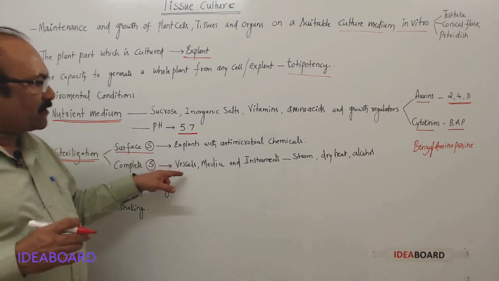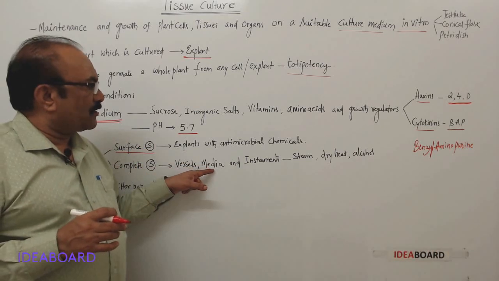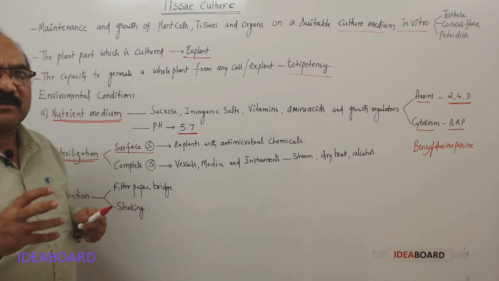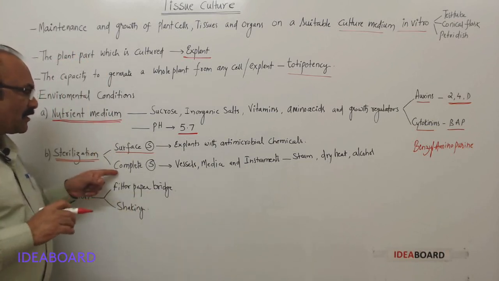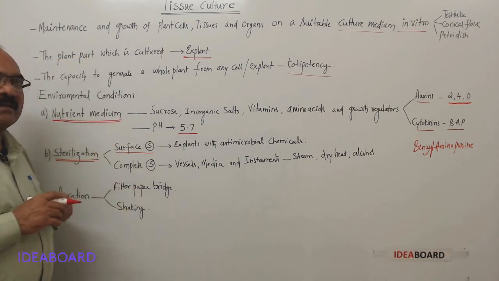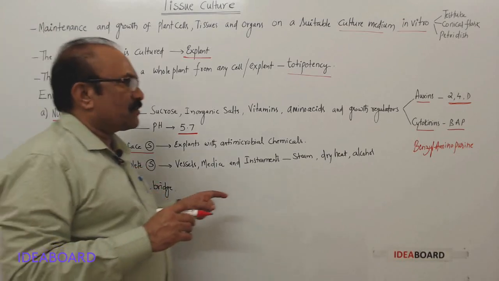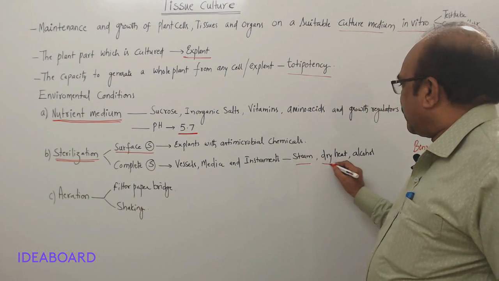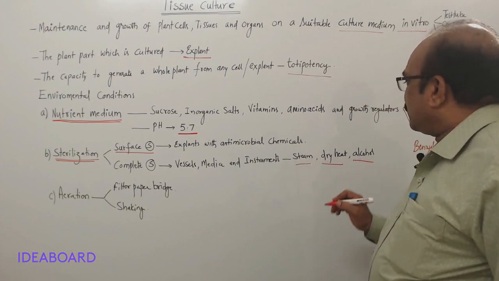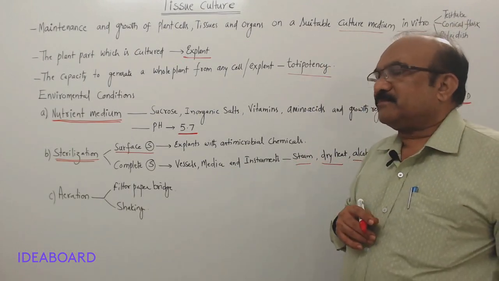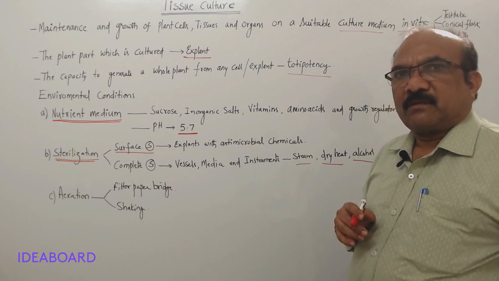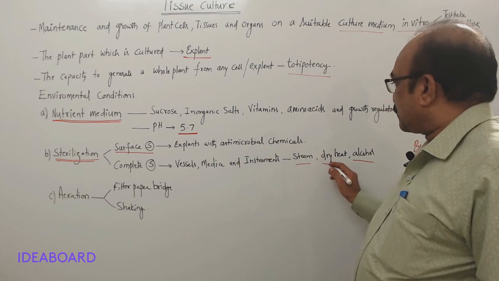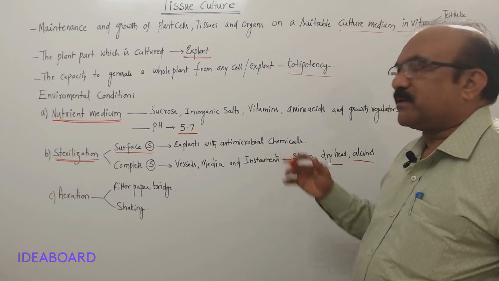And remember that the vessels and the culture medium or the nutrient medium and the instruments, whatever we are using, should be completely sterilized. And that's why this is called complete sterilization. And this complete sterilization is done with steam or dry heat, or using alcohol. Of course, we should not forget that explant should not be treated with this, because the explant will die.